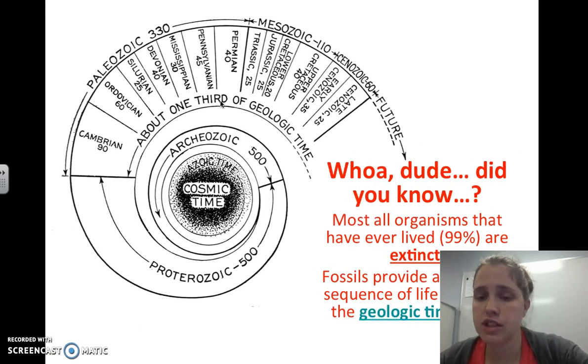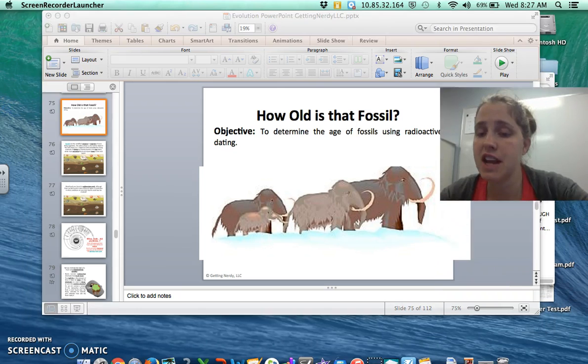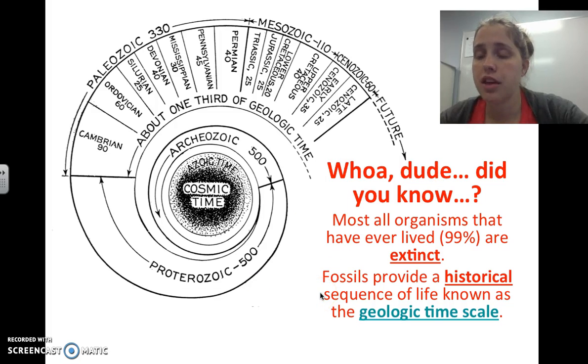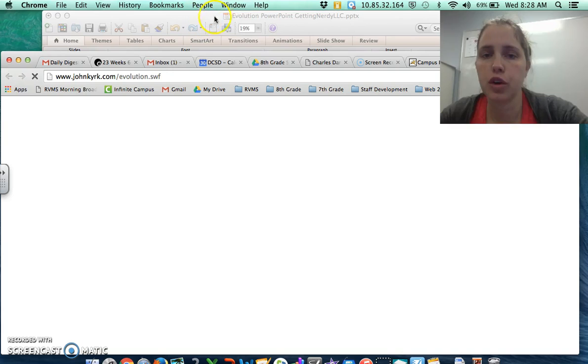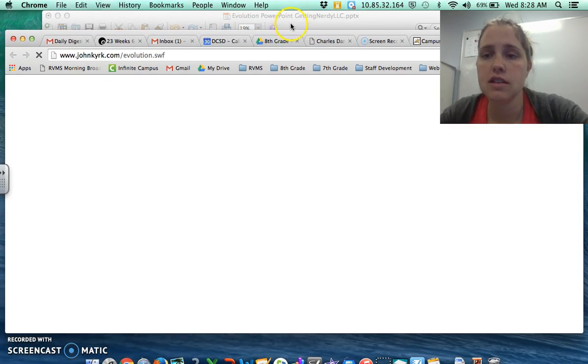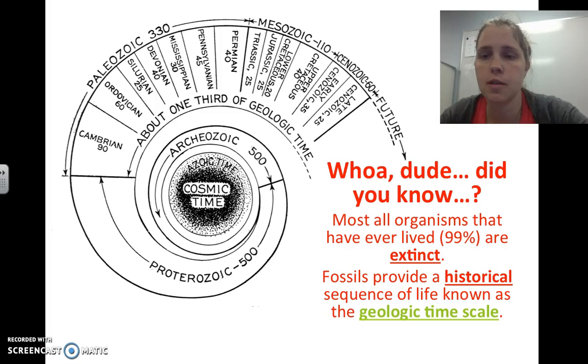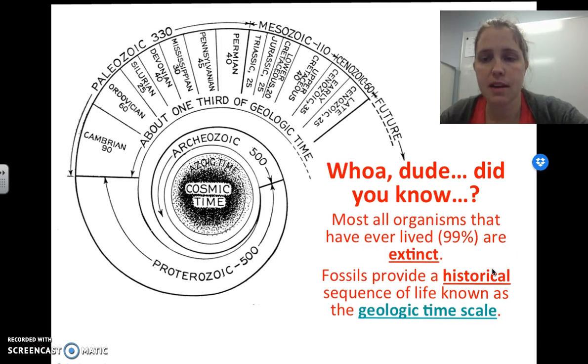All right. Whoa, did you know that 99% of organisms that have ever lived are extinct? So think of all the organisms that are currently alive here on Earth. That is only 1% of the organisms that have ever survived on Earth. And so fossils provide this historical sequence known as the geologic time scale. The geologic time scale we're going to go into a little bit more as we continue to study, but I do want to give you a brief overview of what that looks like. Okay, so we'll wait for that to load. In the meantime, we'll come back to that.